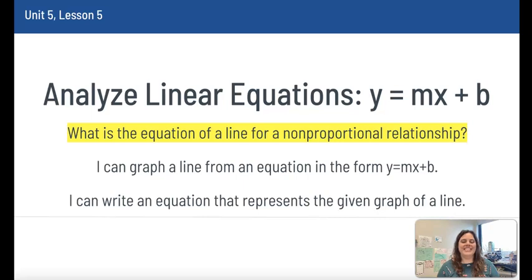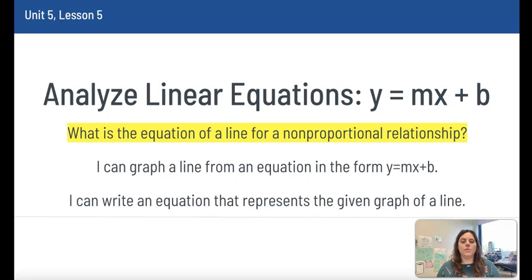Hey y'all, in this lesson we're going to take a look at analyzing linear equations. Before we looked at y equals mx, now we're going to look at the form y equals mx plus b. Our essential question is, what is the equation for a line for a non-proportional relationship? Remember, proportional relationships were just the part of y equals mx. Now we're looking at non-proportional.